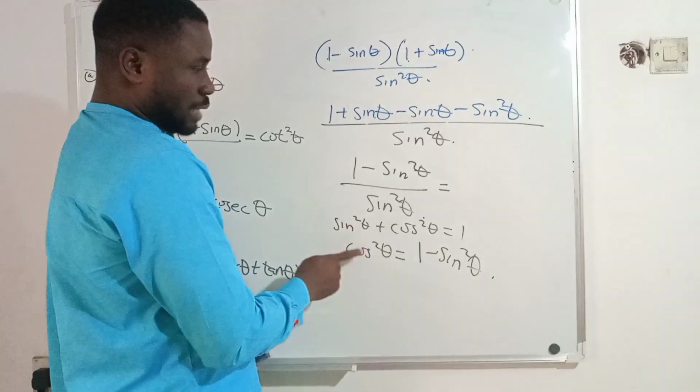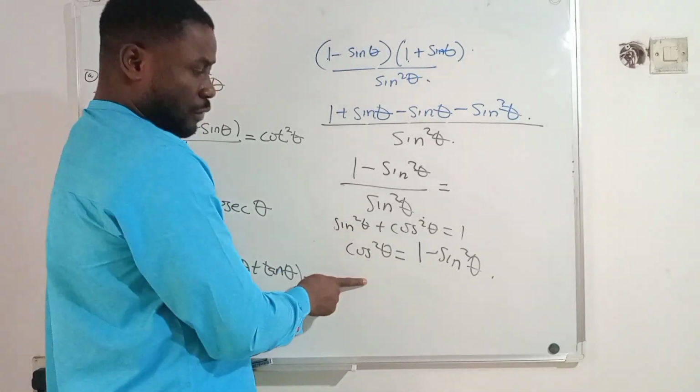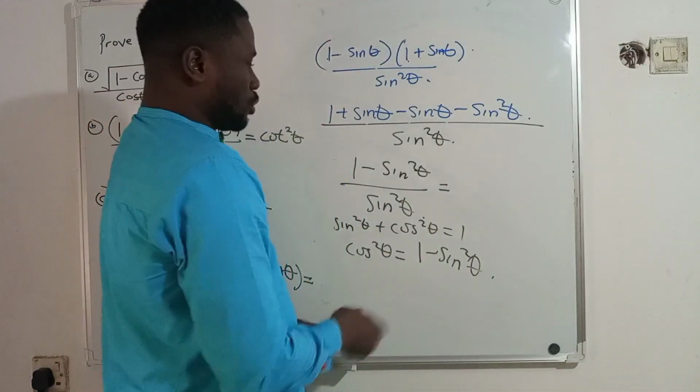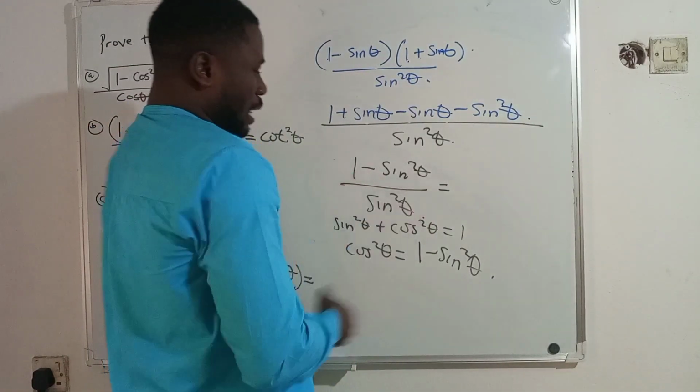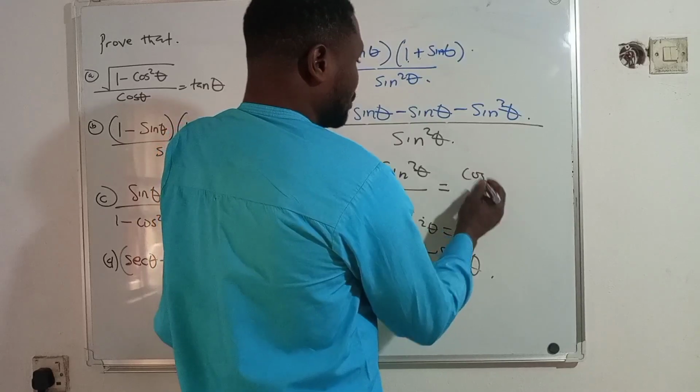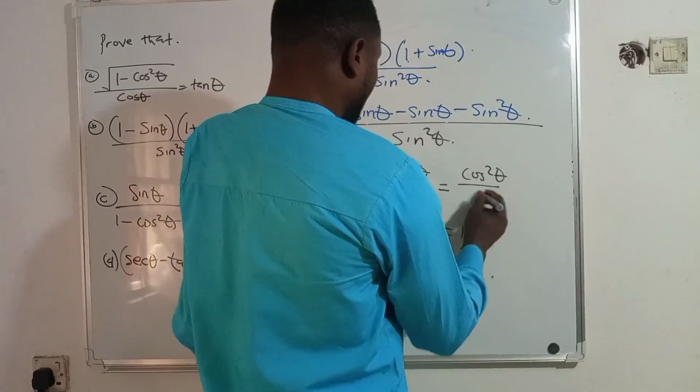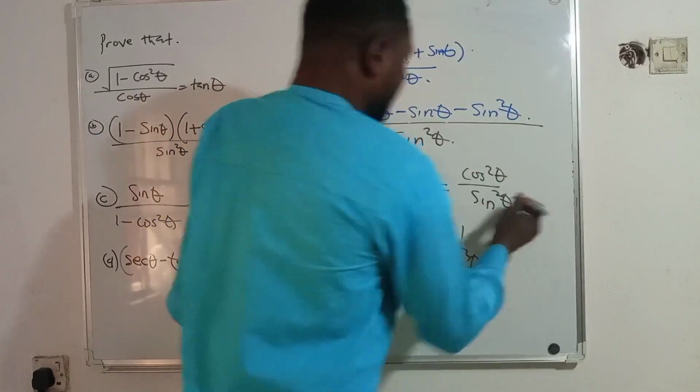So having recalled that this is so true, I can now say this is equal to, in place of 1 minus sine squared theta, I can now have cos squared theta all over what? Sine squared theta.